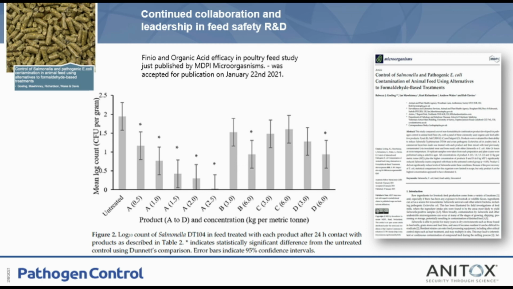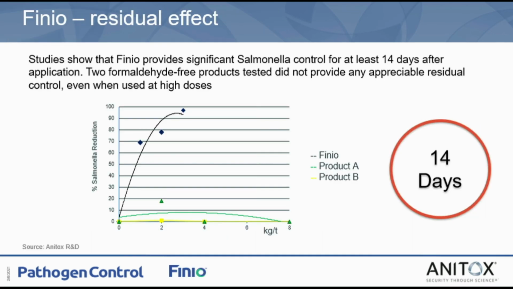3 major organic acids were tested at the same time, and 1 kilo a tonne of Finio was shown to be more efficacious than 6 kilos per tonne of any of the organic acids. The other big differentiator over organic acids is the fact that Finio provides residual protection against recontamination and at low application rates, so 1 or 2 kilos per tonne confers very good residual cover, protecting the feed if it comes into contact with sources of recontamination on its way to the farm and to consumption by the birds or pigs.